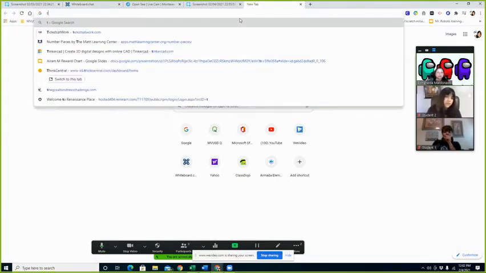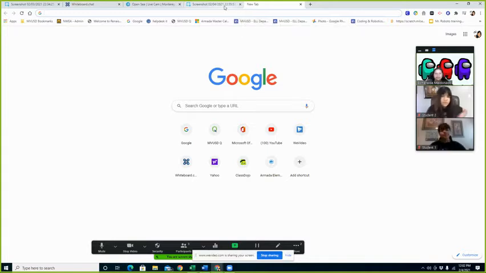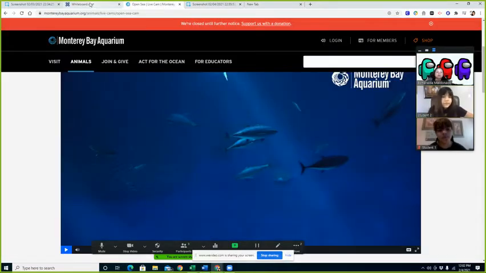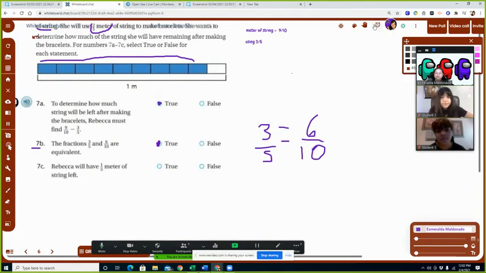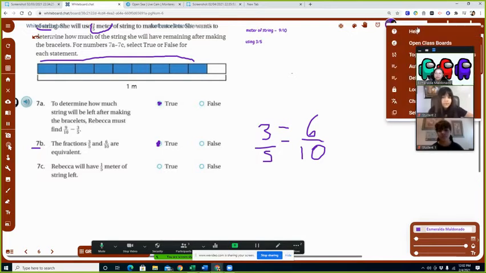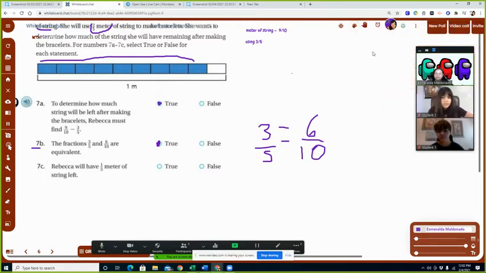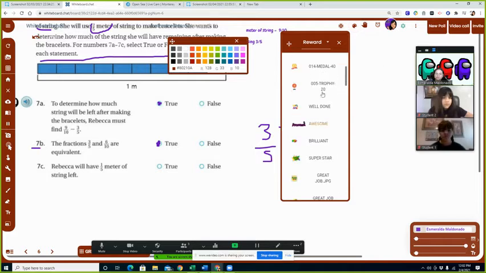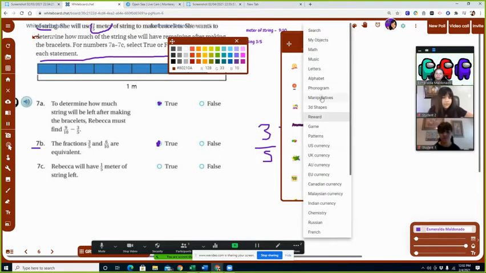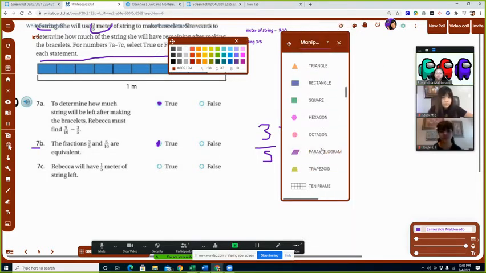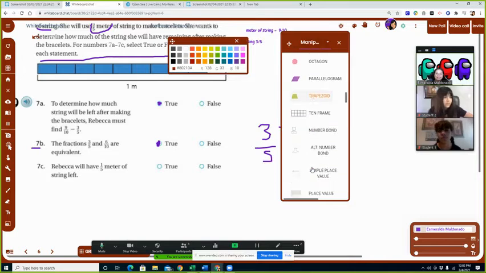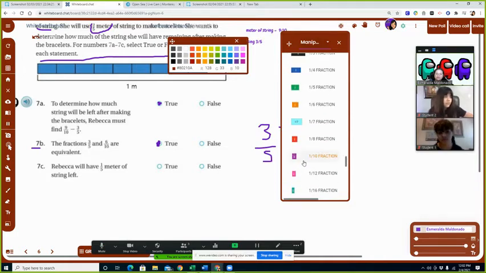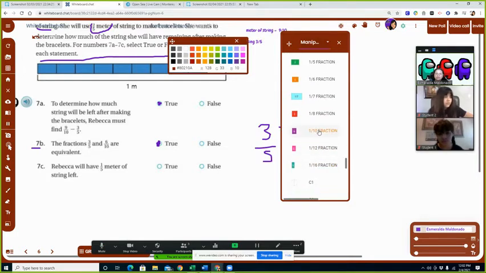Oh, I don't have it. Actually, I should be able to do it here. Let me pull the fraction strips. And we are subtracting. We are subtracting 9/10. So I'm going to take my 10 strips.